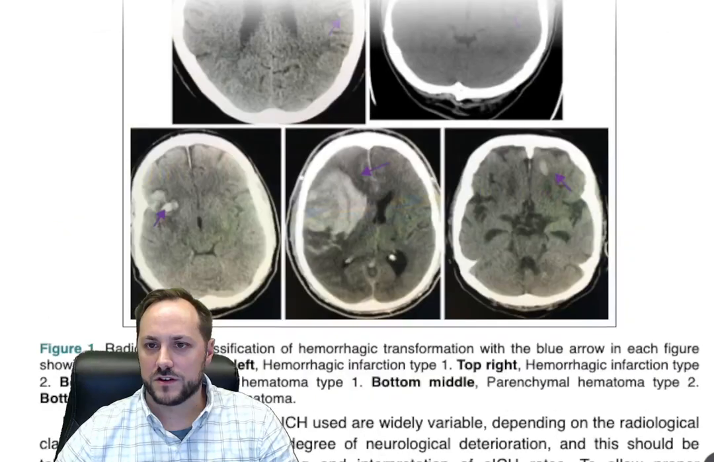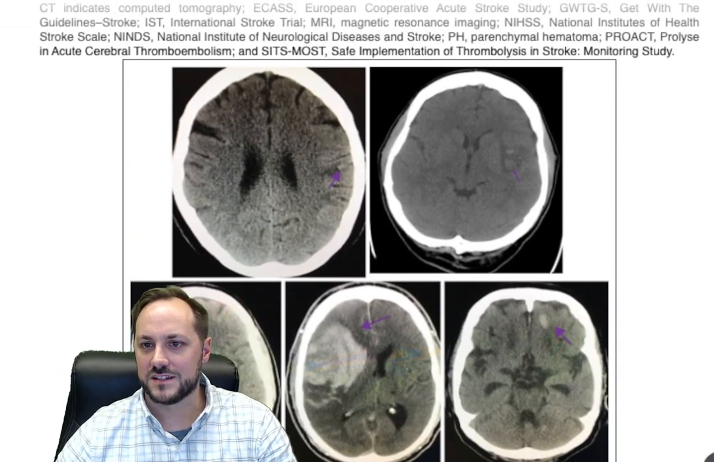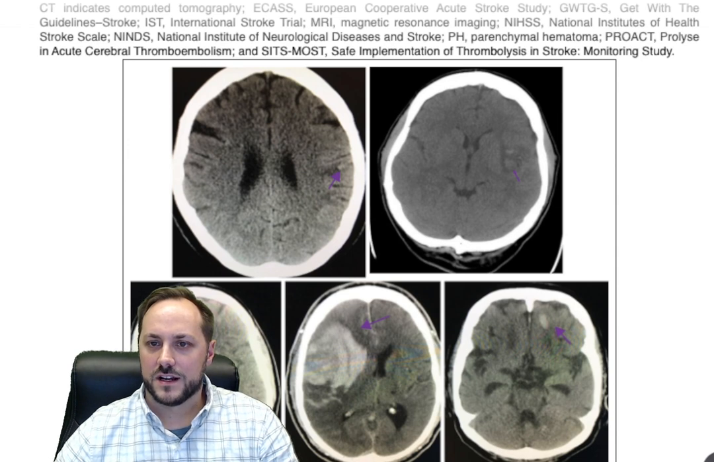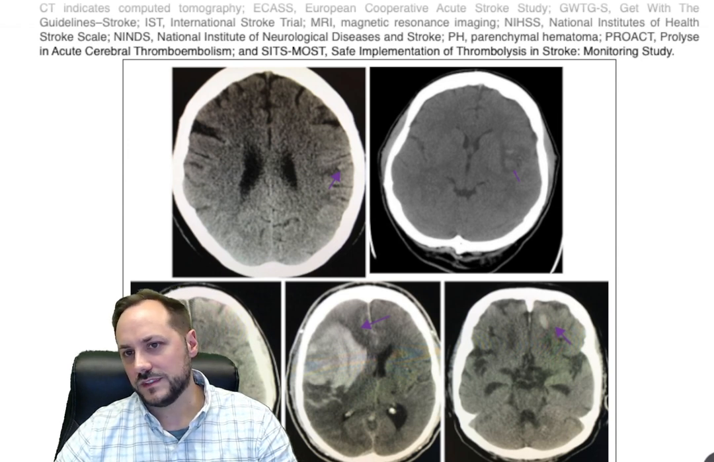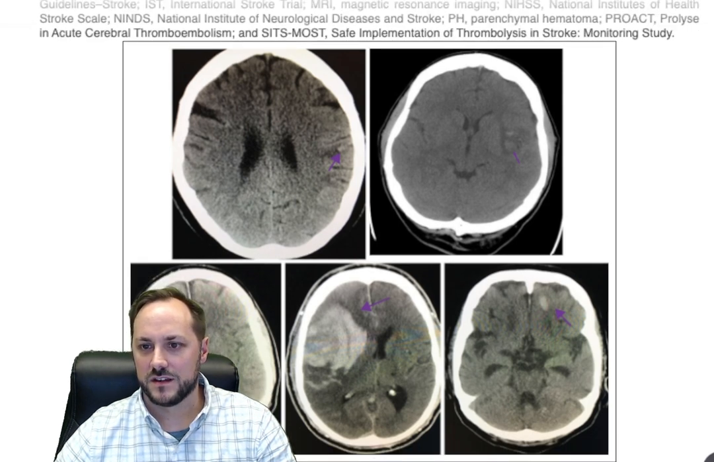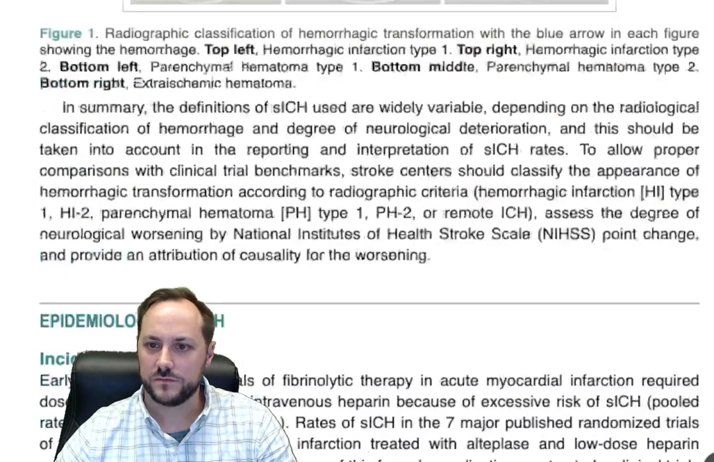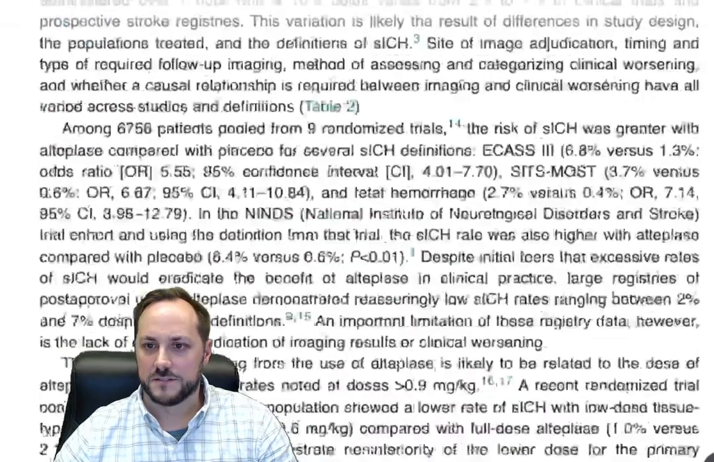Here's what symptomatic hemorrhage looks like. This is what hemorrhage looks like on CT scan. CT is looking for densities. Blood is more dense, so it comes up bright. Hyperdense is how radiologists would say it. These are hyperdense areas of intracerebral hemorrhage. They're all acute because it's very bright. Over time, they darken.